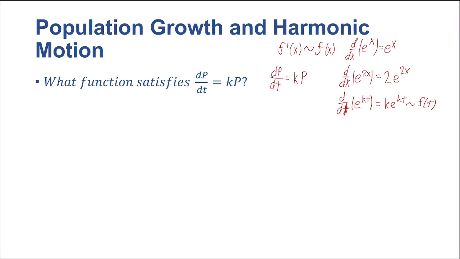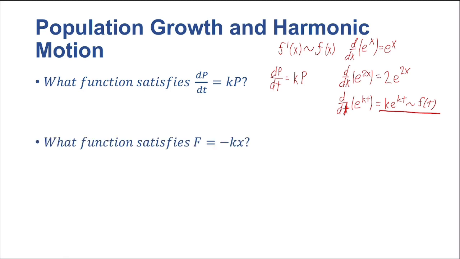If somebody asks you what function satisfies dP/dt equals kP, that means that its derivative is proportional to the original function. We just proved our example right here. Our function would be e^(kt), as of course that is proportional when taking a derivative of first order.